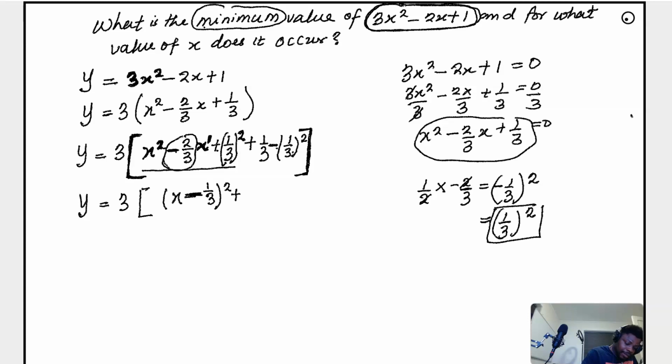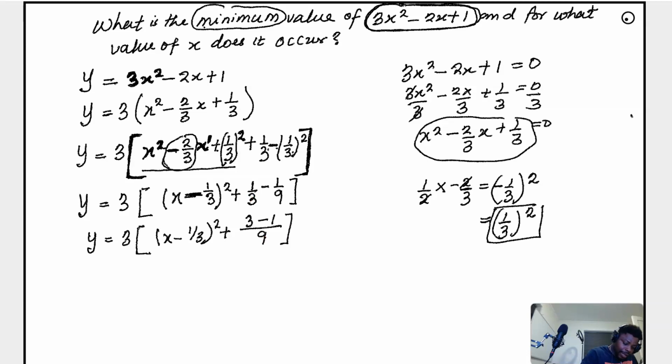Then plus. This is 1 over 3 minus 1 over 9. Right? Good. So this is 3 square bracket x minus 1 over 3 squared plus. This is 9. How many 3s can you get? A 3. Then minus 1. Right? So this is x minus 1 over 3 squared plus 2 over 9.